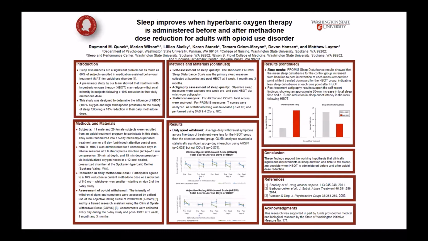So we continue to do some work around that. We did just have a published abstract on that, and we showed this at a recent conference, showing that the hyperbaric oxygen therapy could be improving sleep, and maybe that would help people with their methadone dose reduction goals.